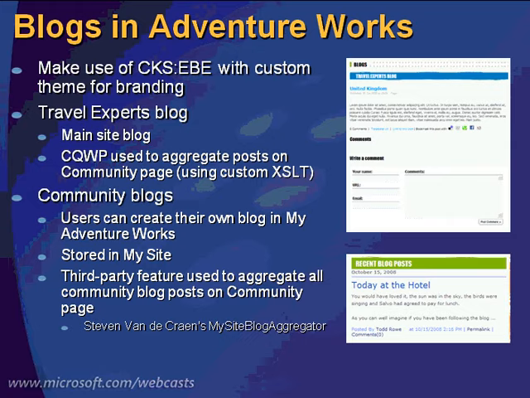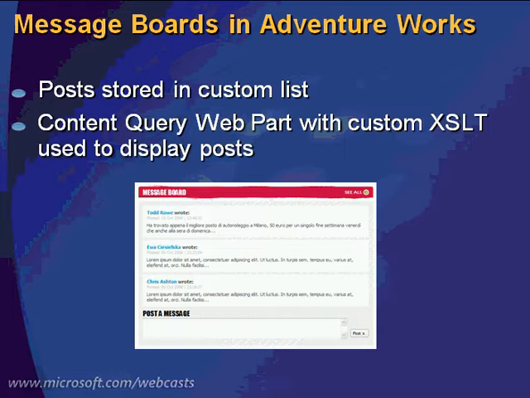So the blogs inside of AdventureWorks make use of the Community Kit for SharePoint Extended Blog Edition. That's that CKS EBE acronym that you see. And if you do a search on the web using your favorite search engine, you're going to find a large variety of information out there about how to do custom styling and custom theming. Here on our portal, we've got two blogs that we've created. We've got a Travel Experts blog, which is our main site, and a community blog, which allows users who've created their own blog posts to be rolled up into a single blog feed using Steven Vanderkrant's My Site blog aggregator web part available for free on CodePlex, all part of the community contribution to your social experience based on SharePoint.